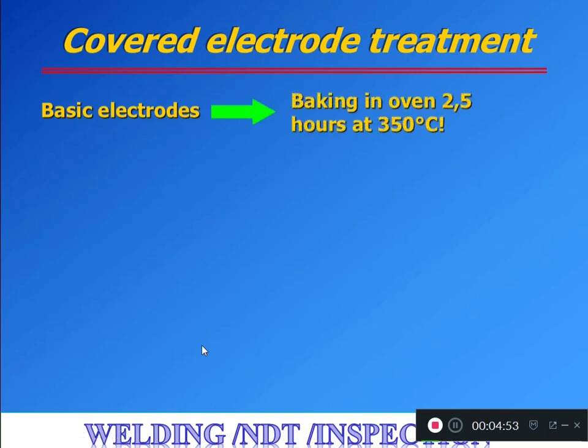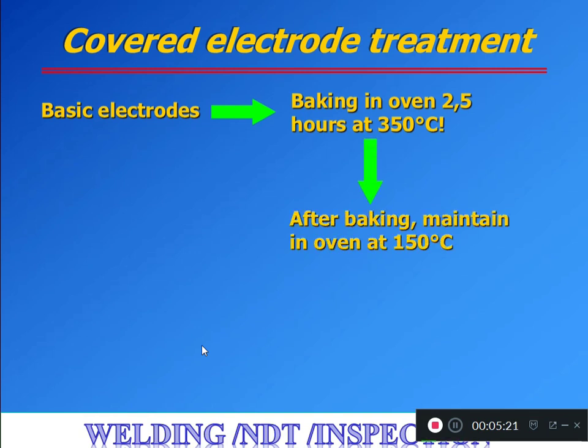Now, basic electrodes require baking in the oven for 2 to 5 hours at 350 degrees centigrade. For covered electrode treatment, there is a chart. We have to follow and understand this chart: how basic electrodes are used before welding. Baking in the oven is 2 to 5 hours at 350 degrees centigrade.